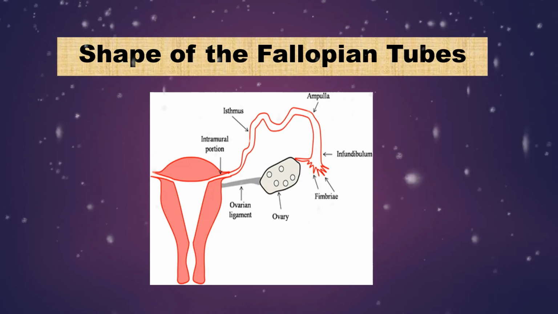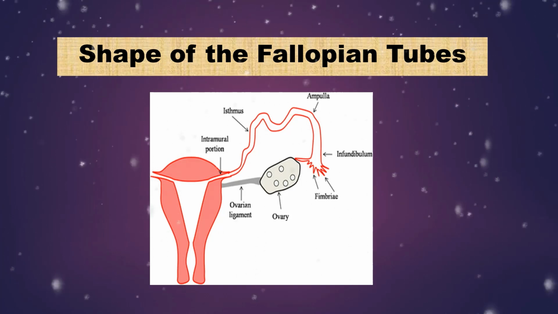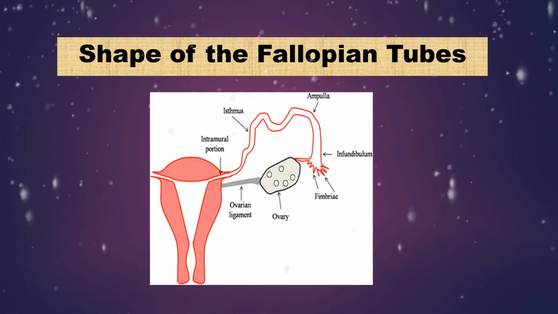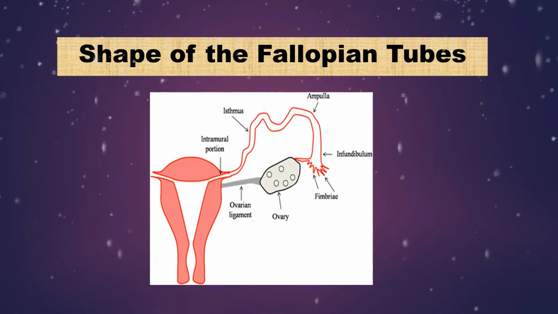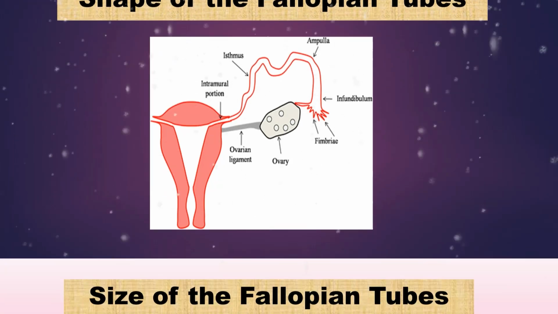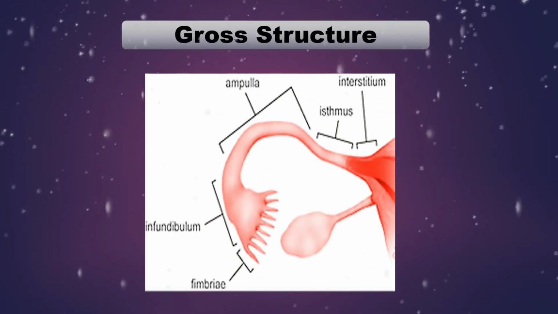Knowing this, let's discover the shape of the fallopian tubes. As the name implies, they are tubular. The lumen of each tube communicates with the cavity of the uterus at its proximal end and the peritoneal cavity at its distal end. The size of the fallopian tubes: the length of each is approximately 10 cm, but the diameter varies in each part of the tube. We shall discover that when we delve into the gross structure.